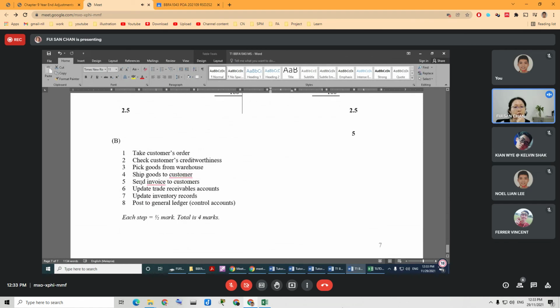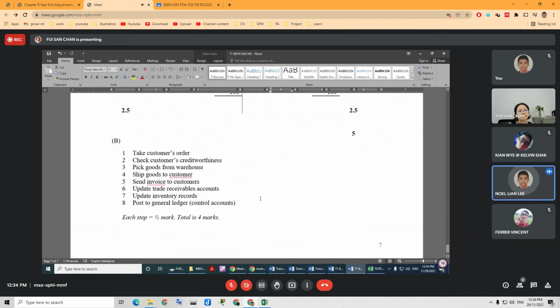Send invoice, and then you update the receivable account. You have to update today I sent how many units. Record so that you know how much you are going to ask this customer to pay in the future. Then you update the inventory records and then you post to your general ledger. So this is actually your end step. These are your steps.